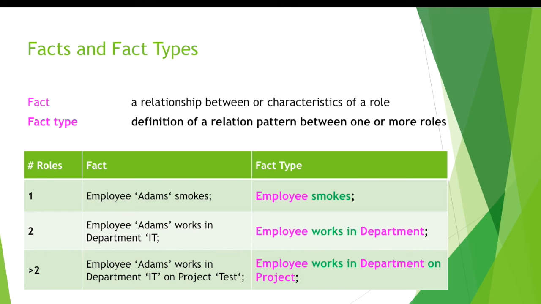FIML now defines fact types to provide definitions of relation patterns between one or more roles. And again, we have readings with different numbers of roles included. And as you can see, the FIML text is just like the real world examples, only without the actual instances. So employee smokes, employee works in department, employee works in department on project.